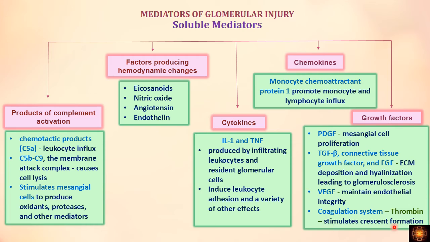So these are all the soluble mediators which cause the glomerular injury. So we have seen first the immune complexes, the types of the immune complexes. Then these immune complexes produce inflammatory reactions. So what were the inflammatory cells coming there and what were the mediators released? Then the mediators which are released, how they cause the damage, that we have finished.